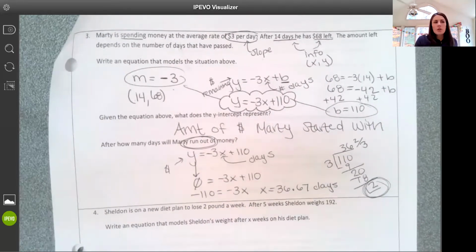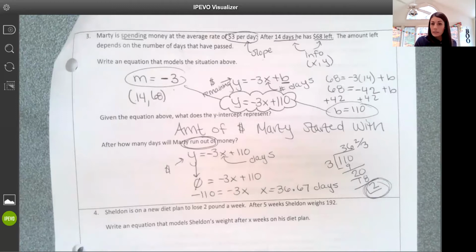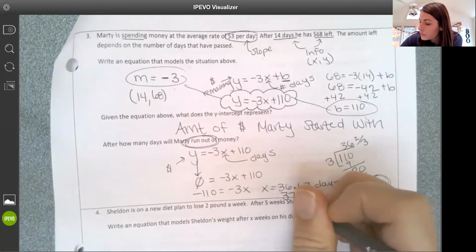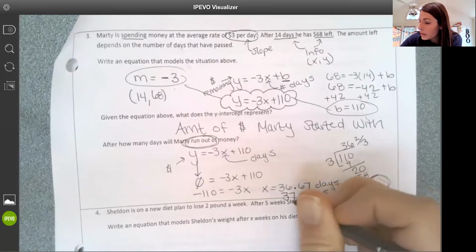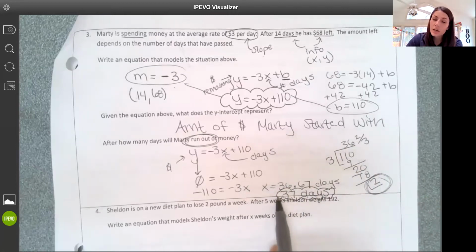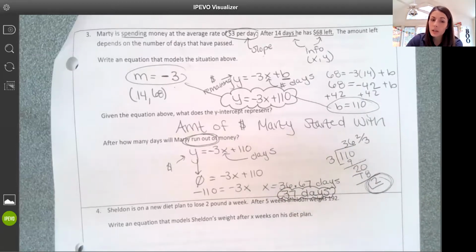So would Marty be out of money on day 36? Not technically, he'd still have a little bit of money left. He wouldn't have a full $3 left to spend on that last day. But on day 37, he would be totally out of money, okay, if he just continued to spend $3 a day. By 37 days later, he'd be out of money.